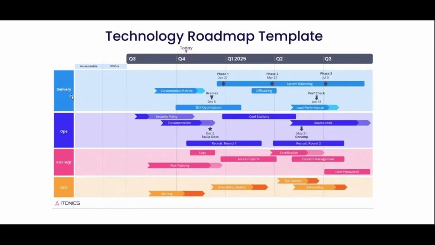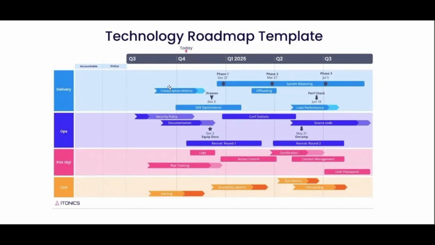So delivery means all the development happens here. Ops is something like DevOps, and release notes documentation will happen here. Risk management, in the sense of compliance standards, regulatory and security, will be handled here. QoS is quality of service, and performance will be handled here.